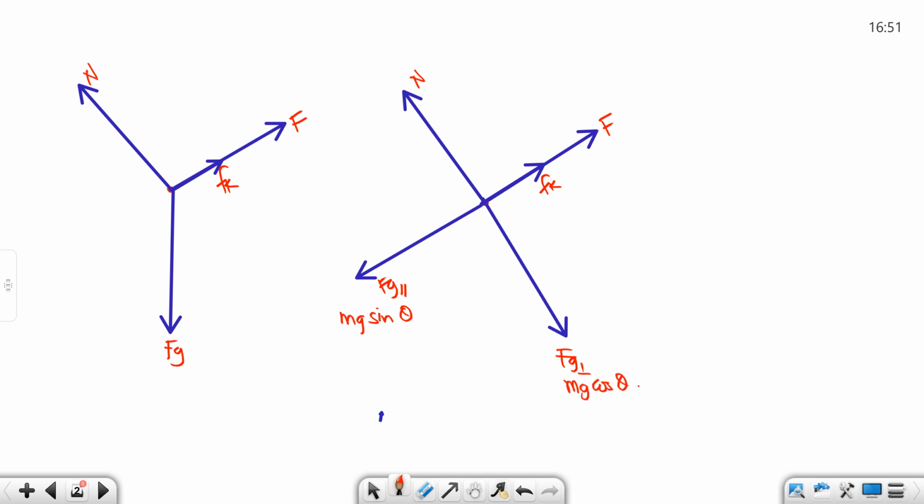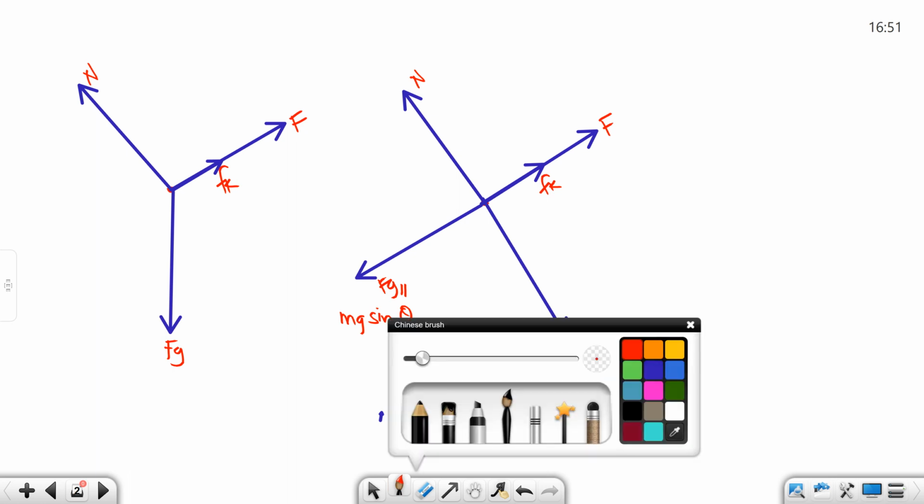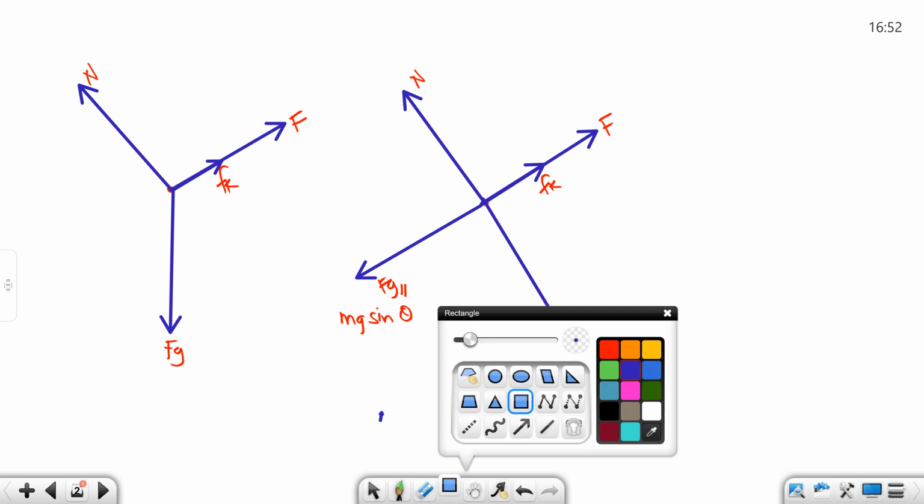While this is what? mg cos theta. Now, the object is sliding where? Down. Always choose the direction of motion as positive. Which forces are we going to use when we say Fnet?